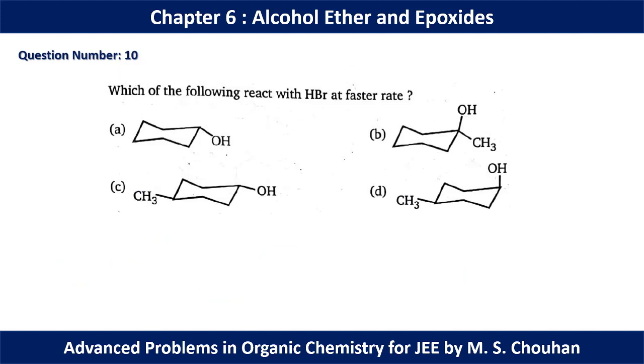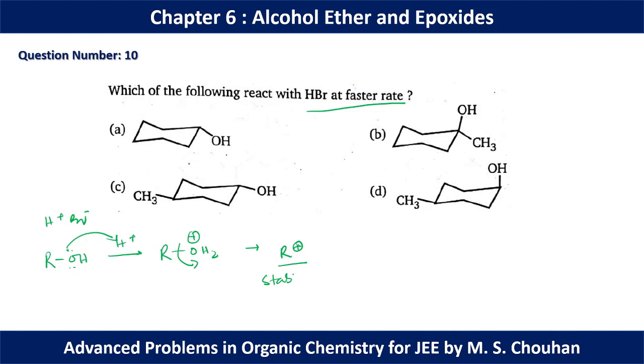In question number 10, which of the following reacts with HBr at faster rate? So here we can think about the mechanism. HBr after dissociation will give H plus and Br minus. This alcohol will react with H plus, this lone pair will approach, and this kind of intermediate is going to be formed. After dissociation of this bond, we will get carbocation. So the faster rate depends on the stability of carbocation. So the rate of the reaction of the HBr is based on the stability of carbocation we are going to form in this case.